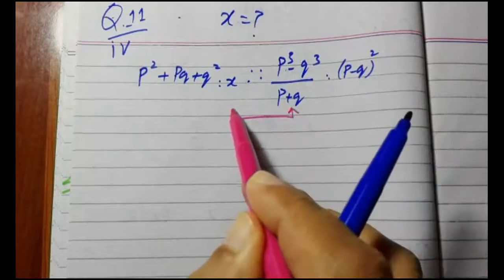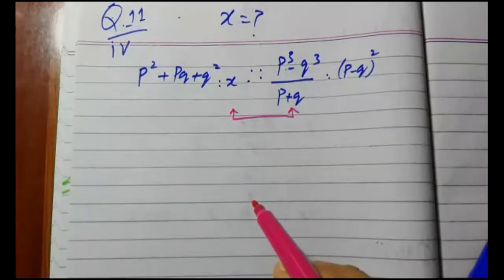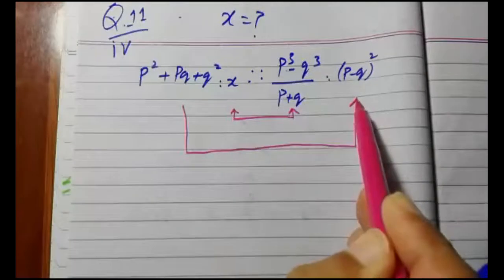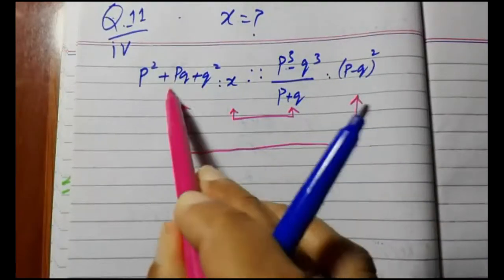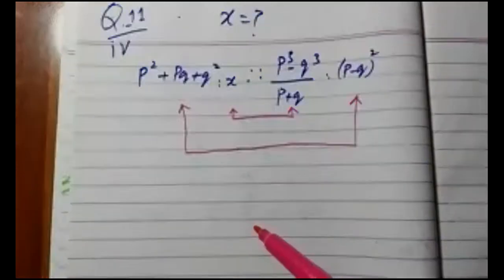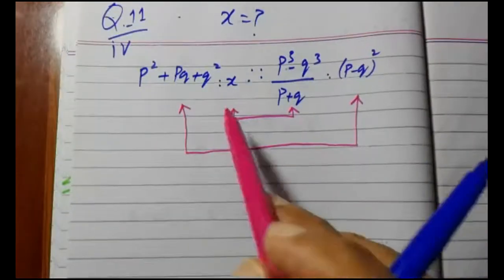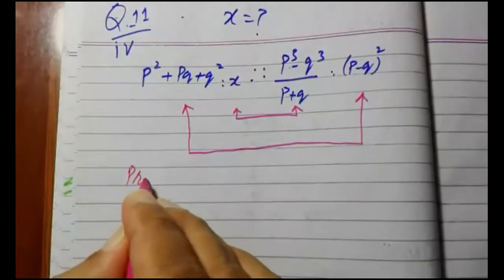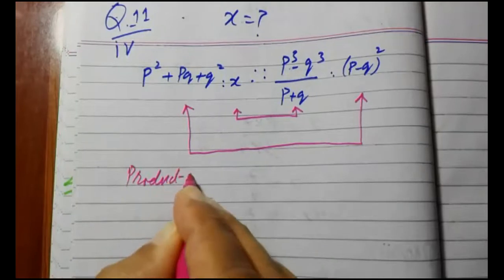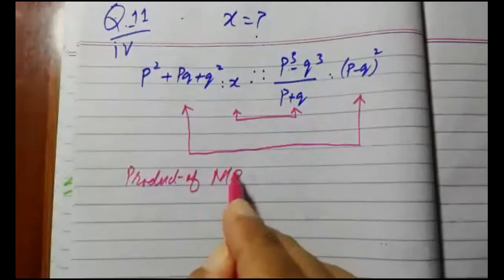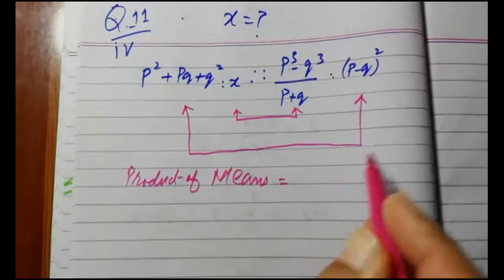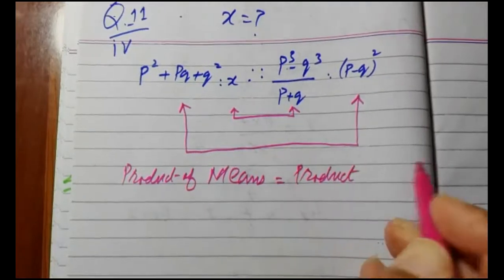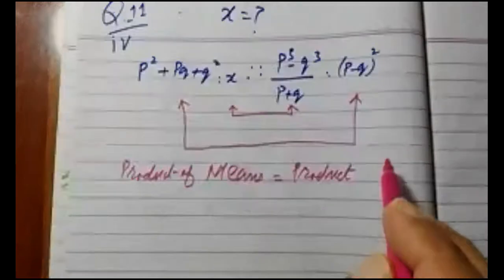These two terms, which are in between, are called means, and the first and last terms are called extremes. First and last are called extremes, and the middle two terms are called means. And we have a formula: the product of means is equal to the product of extremes. You simply have to multiply them and you will form an equation, as you have done in question number 10.